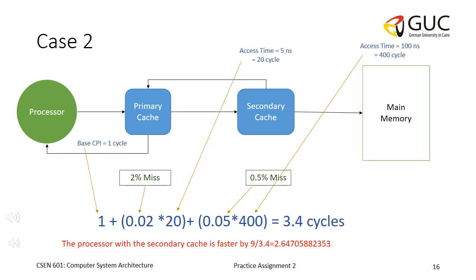In case 1, the total CPI was 9 cycles. In this case, we have 3.4 cycles. So if we want to know the speedup of case 2 over case 1, we divide the total CPI for one instruction of case 1 by that of case 2, which is 9 over 3.4, which is 2.64. This is the speedup. It is 2.64 times faster than case 1.